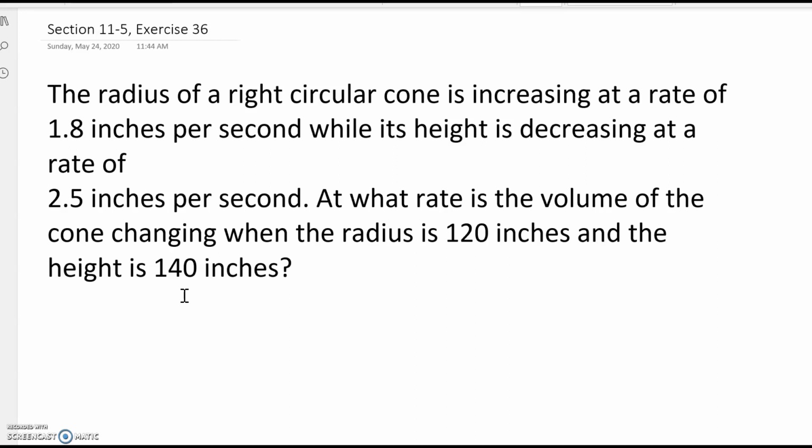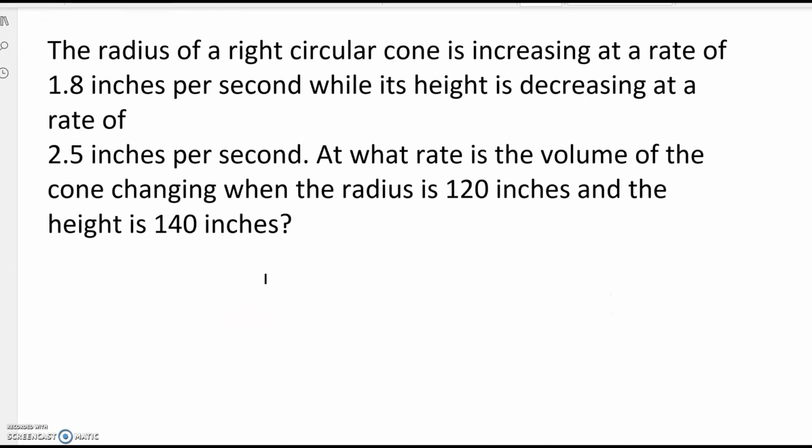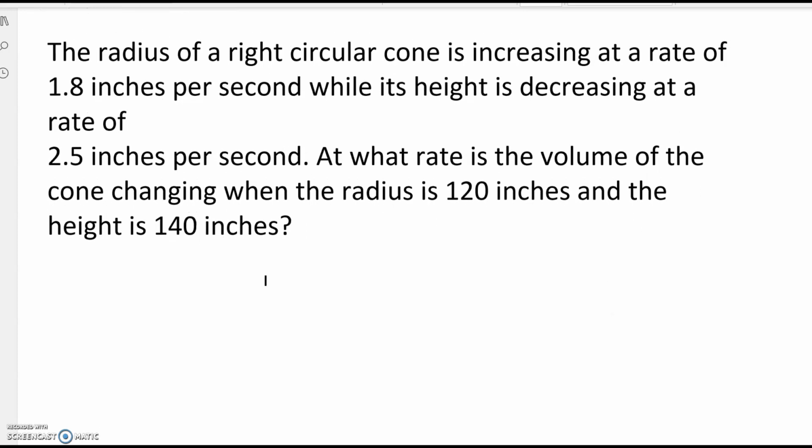You did ones very similar to these back in chapter 4 when you took calculus 1. It's a related rates question, but this time we will use the chain rule to answer the question. So first of all, let's draw a picture of this. So we have our cone. I'll just draw a basic cone.